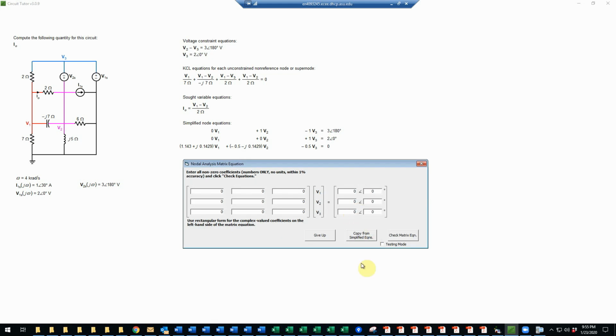So this is easy to do. We can just click this copy from simplified equation. It's just going to take these coefficients and move them down here for us so we don't have to retype them. And again, what that really means is, for example, the first equation means 0 times v1 plus 1 times v2 minus 1 times v3 is equal to 380, and so forth for the other equations. So for example, this one multiplies this, multiplies this, multiplies this to give you this constant. That would be the third equation. Okay, so let's check that.